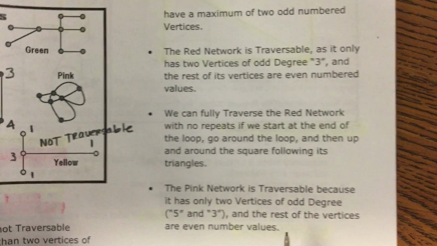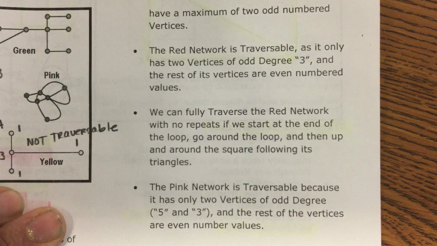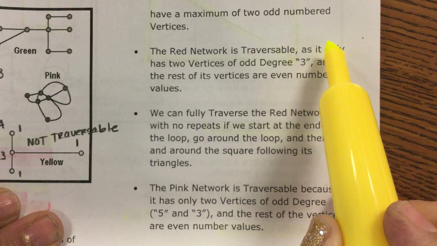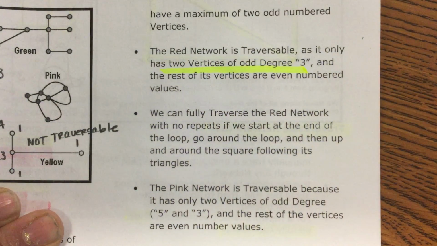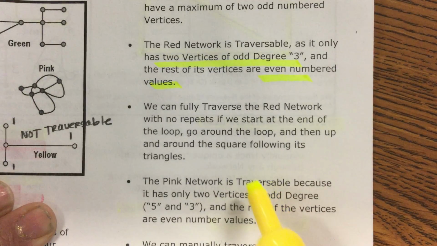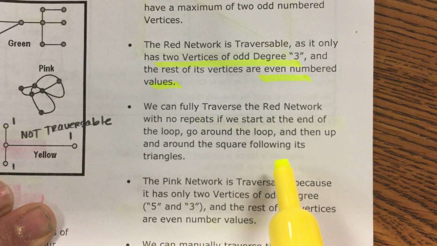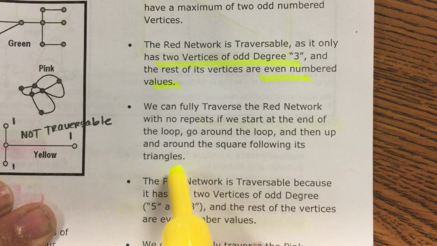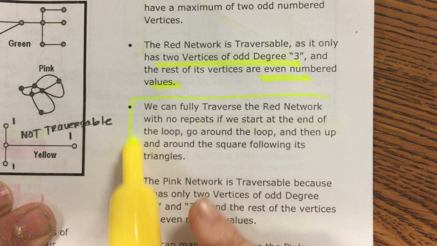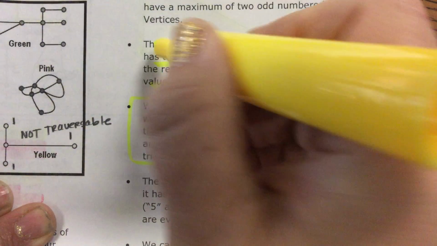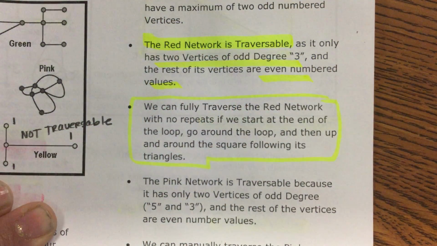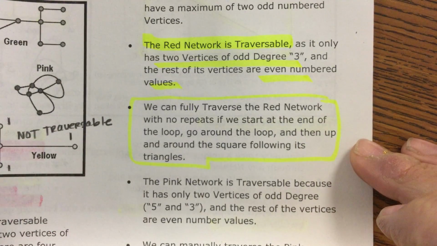Now, if you slide over here to the side, they have given us the answers, okay? So it kind of talks about the red one only has 2 odd, the rest are even, so that's a plus. Another thing, go around the loop. Okay, this is just telling you how to manually trace it, okay? So this one is traversable. We can just use our rules for that.